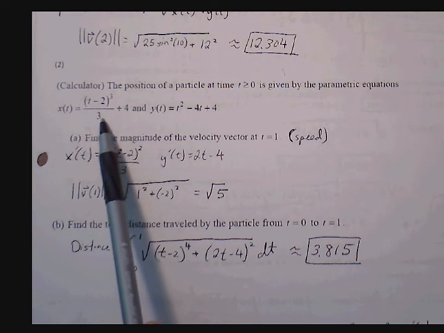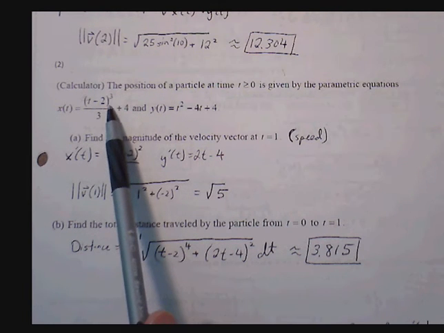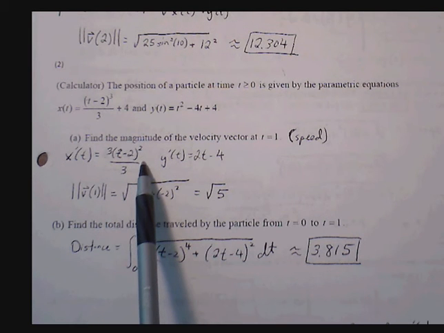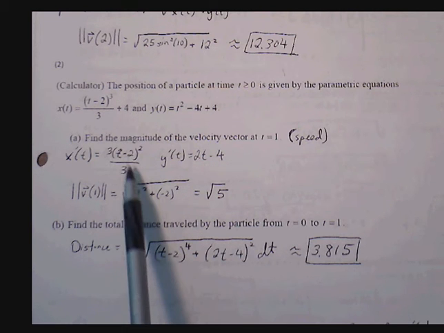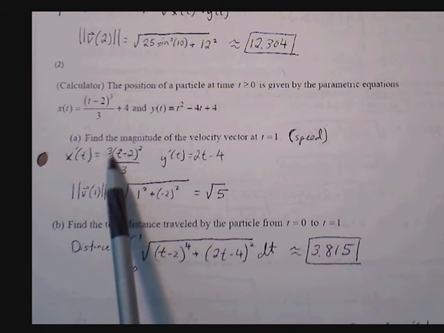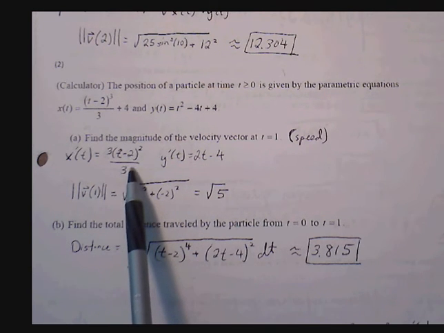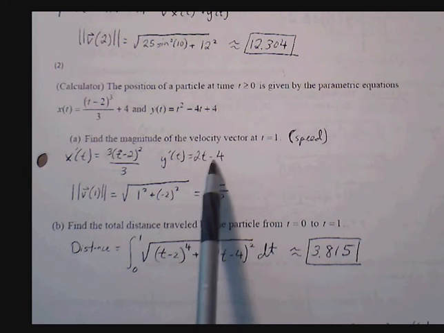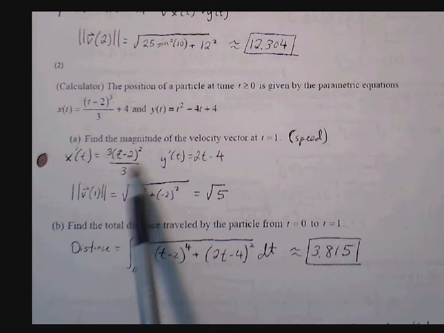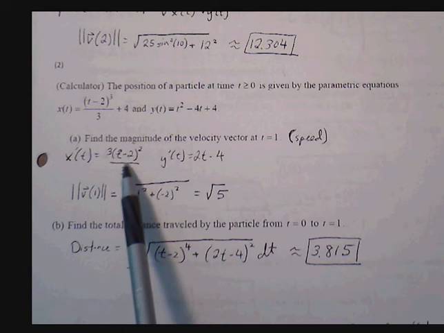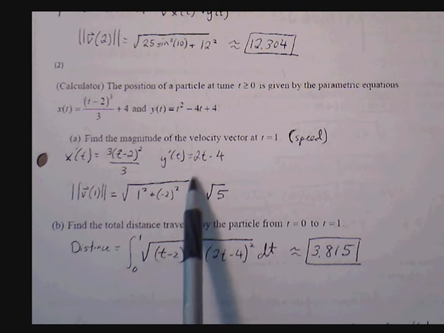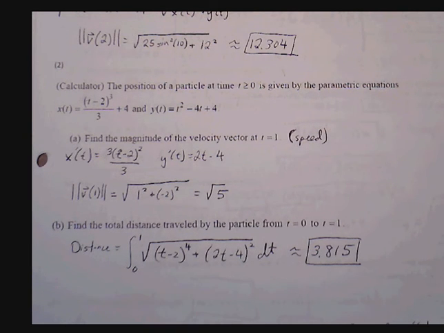Here we can think of this as 1/3 (t minus 2) cubed. We can go through power rule, bring down the 3, keep the parentheses, subtract 1 from the exponent, multiply it by the inside function's derivative, and then the 3 cancels out. We're left with just (t minus 2) squared. And then y prime becomes 2t minus 4. We plug this into our formula and replace all the t's with 1. So we're going to get 1 squared plus negative 2 squared, which is root 5.